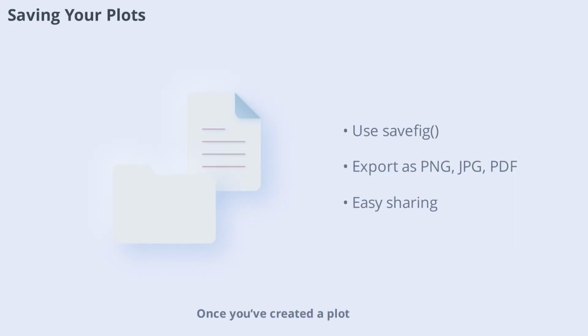Once you've created a plot, you'll often want to save it for reports or presentations. Seaborn works with Matplotlib's savefig function, allowing you to export plots as PNG, JPG, PDF, and more. Specify the file name and format, and your plot is ready to share or embed. Let's walk through saving a plot to your computer.